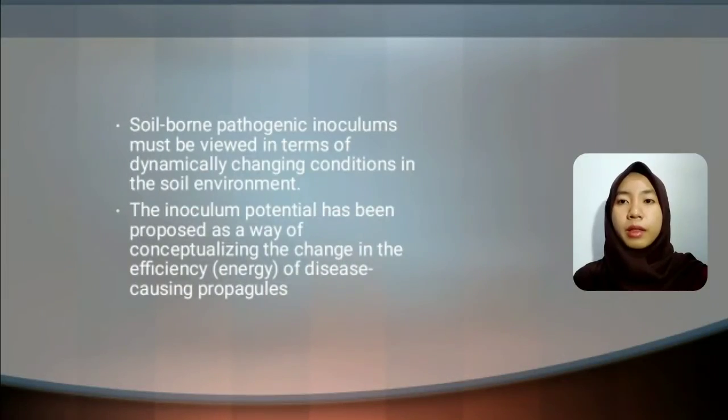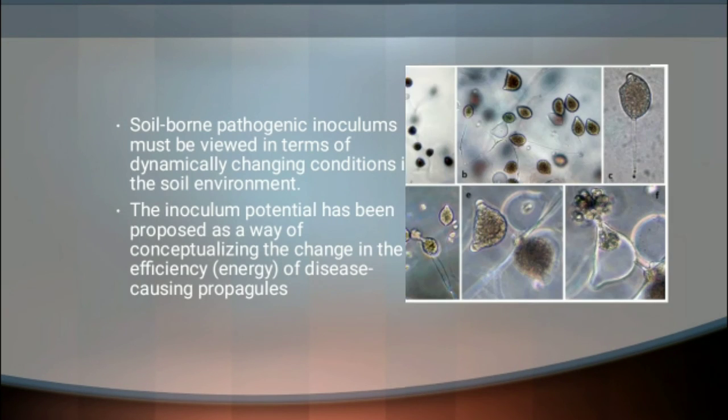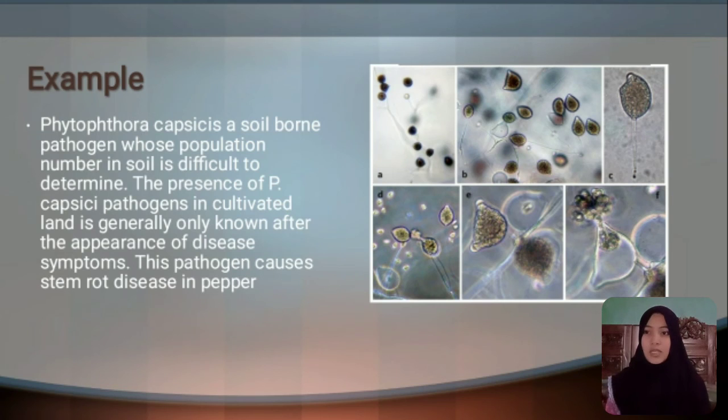Soil-borne pathogenic inoculum must be viewed in terms of dynamically changing conditions in the soil environment. The inoculum potential has been proposed as a way of conceptualizing the change in the efficiency or energy of disease-causing propagules. For example, Phytophthora capsici, a soil-borne pathogen whose population number in soil is difficult to determine. The presence of Phytophthora capsici in cultivated land is generally only known after the appearance of disease symptoms. This pathogen causes stem root disease in pepper.